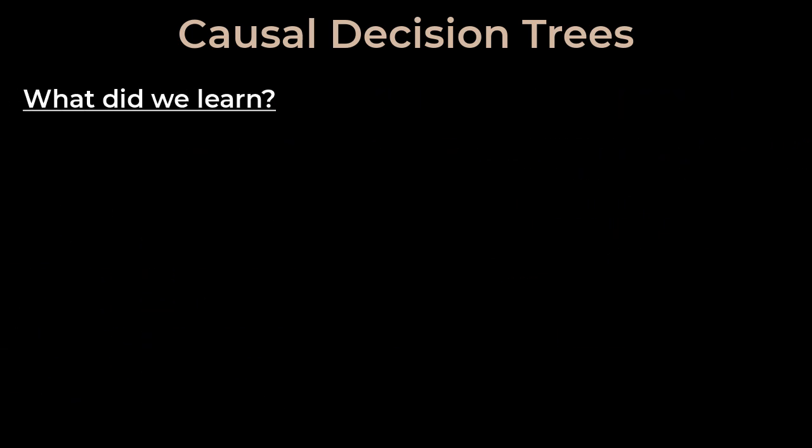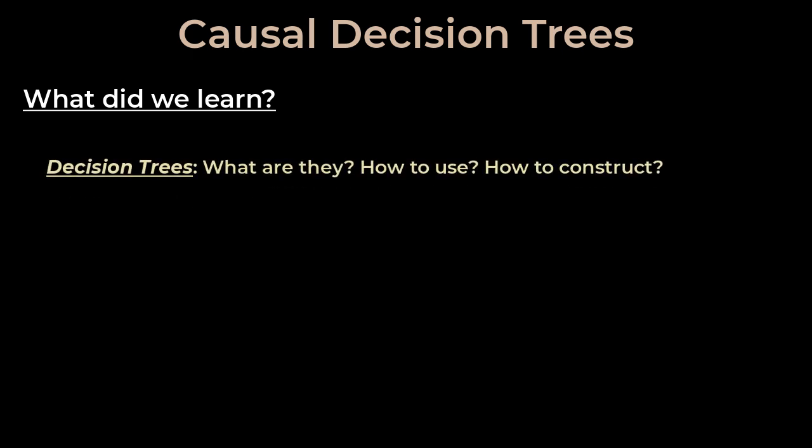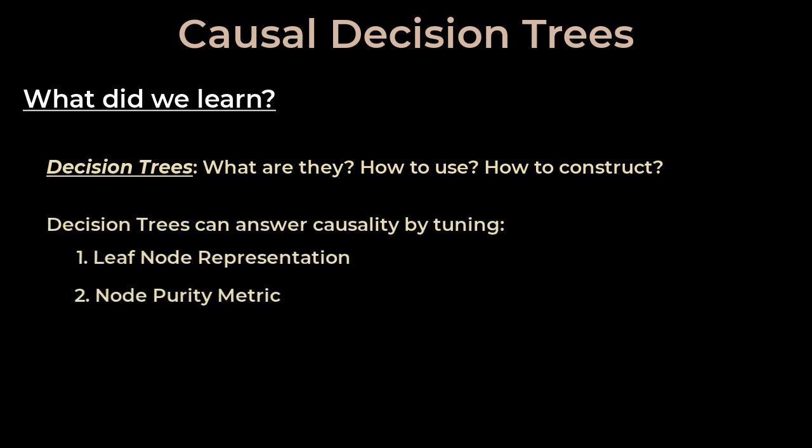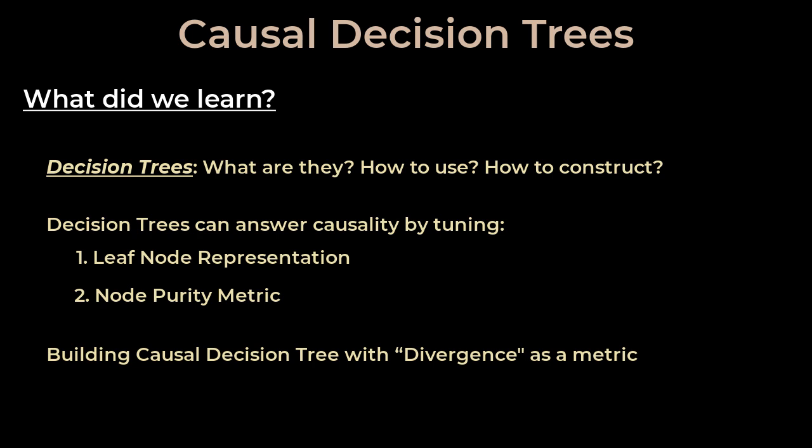So cool. As a summary of this video, we talked about decision trees, what they are, how they can be used, and how they are built. We also saw how we can use decision trees to answer deeper questions on causality by changing what the leaf node represents and by changing how we measure node purity. Before we were using the Gini index, and then we later used divergence as a different metric. And we showed how these causal decision trees can also be built. So that's going to do it for this video.